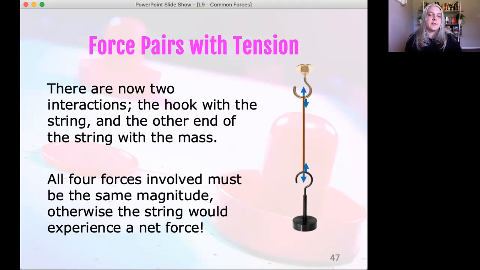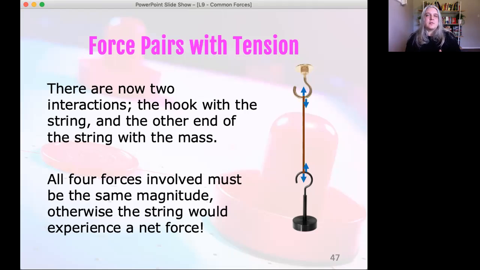Assuming the string's mass is negligible, which is something that we will often make the assumption of, where we're not actually saying it's negligible, but we're saying it's so small compared to the masses of the object that we don't care about it. So assuming that the mass is negligible, then the string only has those two forces on it, the one from the hook onto one end and the one from the object onto the other end, and they must be equal and opposite.